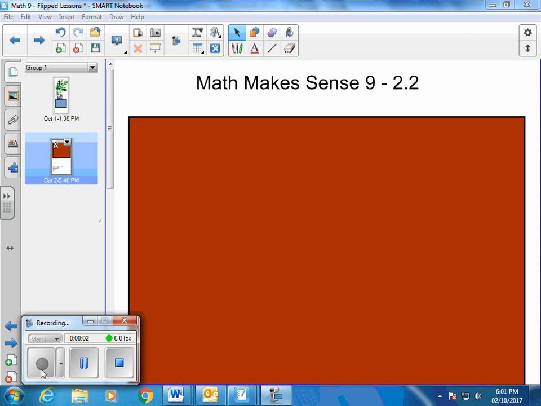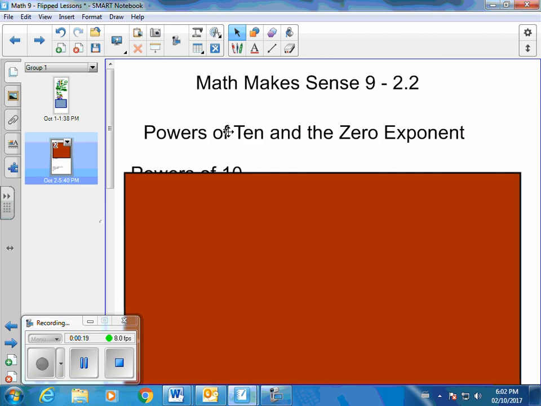Welcome to math class. We are covering Math Makes Sense 9, lesson 2.2, particularly covering powers of 10 and the zero exponent. So let's get going. We're going to start off with powers of 10.